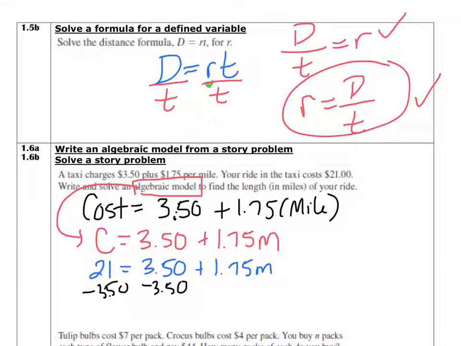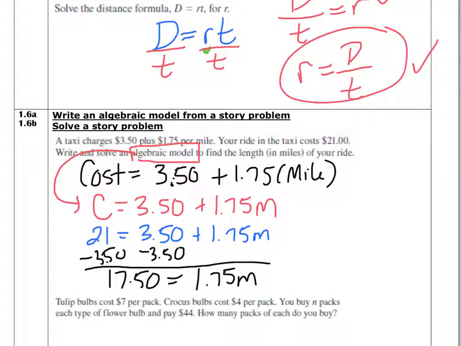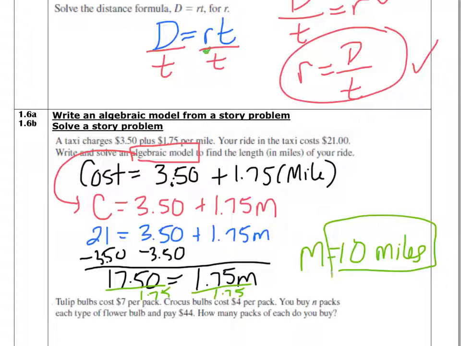When you do that, you're going to get 21 minus 3.50, which is going to give us 17.50. And that equals 1.75 times m. Now, to get m by itself, all we have to do is it's 1.75 times m. To clear out the times, we're going to divide everything by 1.75. And when you do that, you're going to get that m equals 10. Now, be careful to answer the question. It's 10 miles. So let's add a label to that and circle our answer.